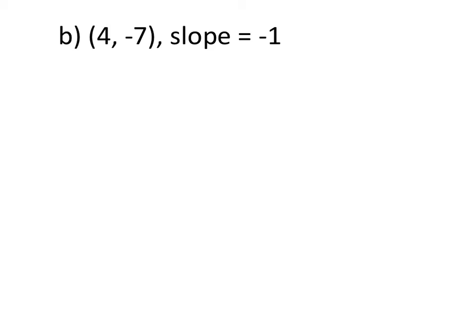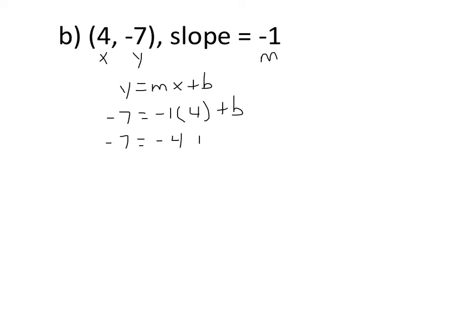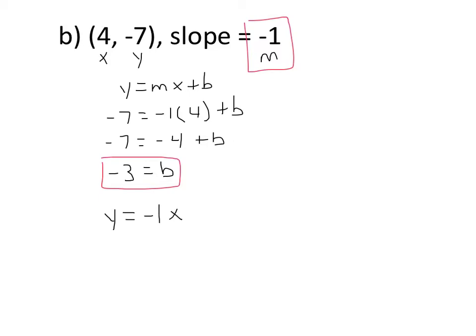On the second example, we still have the x and y given to us, and we still have the slope. So we're still going to be solving for b. Thinking about y equals mx plus b, y is -7, m is -1, x is 4, and I need to find b. So solving my equation, I've got -7 equals -4 plus b. Add the 4 over, and I get -3 equals b. Again, I'm going to use my slope from right here and my b value to rewrite my equation into y equals -1x minus 3.